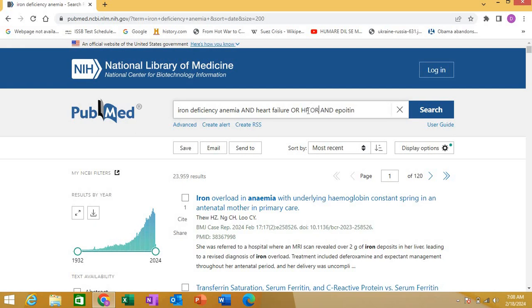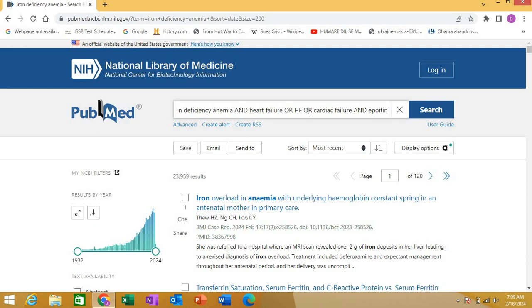Then I can use another OR and use another key term, that is cardiac failure. The purpose of this OR is to add as many similar key terms as possible to make your search more sensitive, so that you don't miss potential studies. Iron deficiency anemia is usually known as iron deficiency. There are not many alternate terms used for iron deficiency, so I didn't use OR here. But for heart failure, there are different terms: heart failure, HF, or cardiac failure.